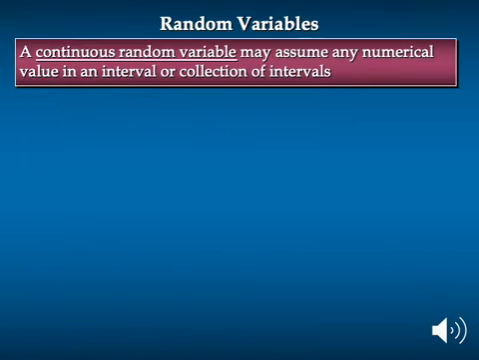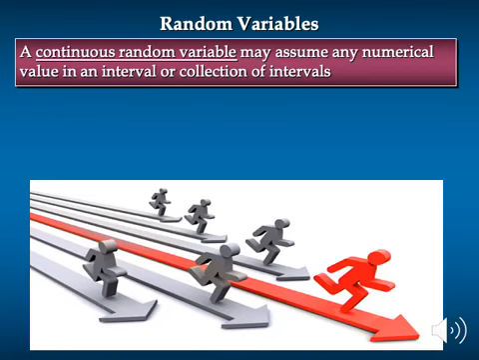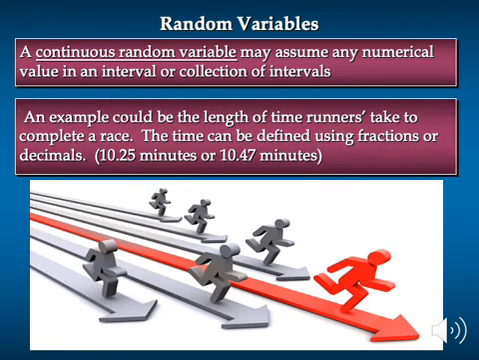On the other hand, a continuous random variable can assume any numerical value in an interval. And the difference is, when you're looking at continuous variables, it could be described as a fraction. In other words, here is a case where you've got 6 people in a race and the guy in red is ahead. Maybe his time to finish that race was 10.25 minutes or 10.47 minutes or whatever. The point being that it would not have to be a whole number.